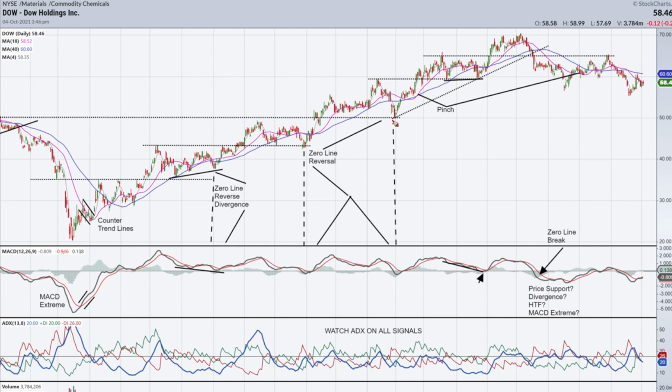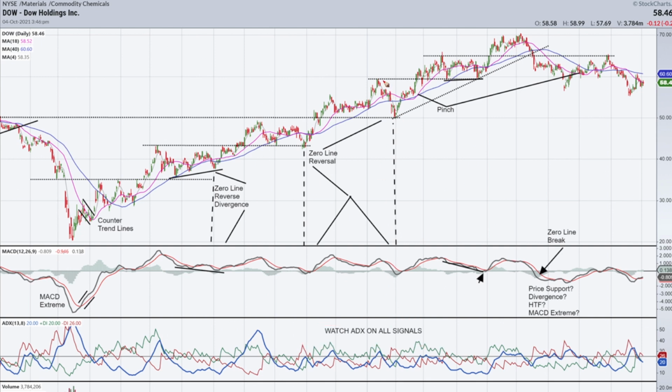These can be really helpful for buying pullbacks, especially when we're coming down towards the zero line. You have to look at the ADX on all these signals. If we're getting massive red DI on any one of these pullbacks, causing the ADX to really get going to the downside, then you can be a lot more patient.